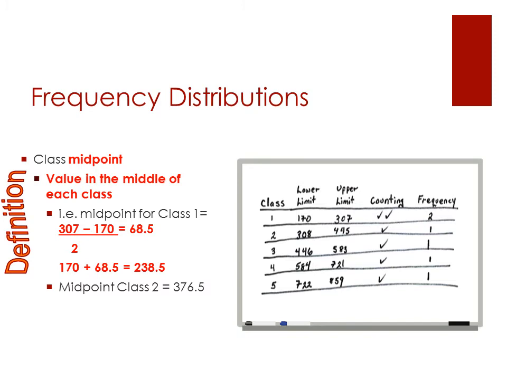Alright, now another terminology we need to look at is class midpoint. This is the value in the middle of each class. So each class is going to have its own lower limit, its own upper limit, and its own class midpoint. To calculate the class midpoint for class 1, we're going to take the upper limit, 307, subtract the lower limit of 170, and divide this by 2 to get the point halfway between these. Then we take that point, 68.5, and add it back to the lower limit of 170 to get the midpoint value for this particular class of 238.5. If we follow the same process, we can see the midpoint for class 2 is 376.5.